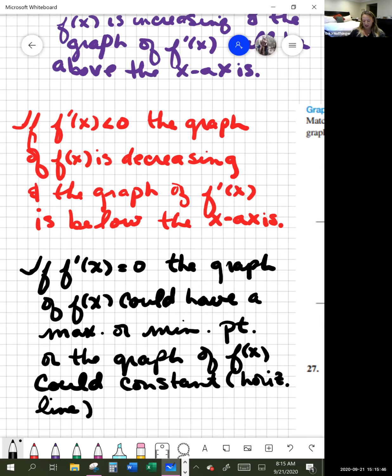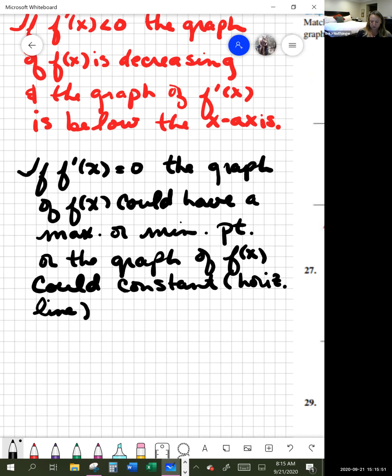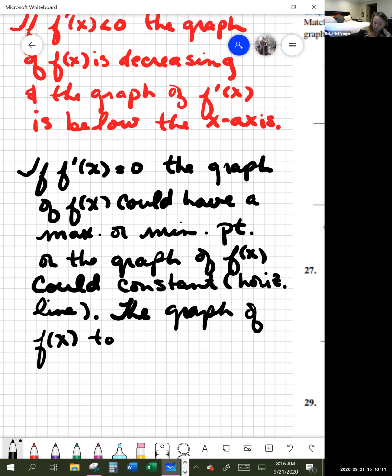So for our point on the graph of our derivative function, or what our graph of our derivative function would look like if our derivative was equal to 0, it's going to cross or touch the x-axis there. Okay, so the graph of f prime of x touches or crosses the x-axis.